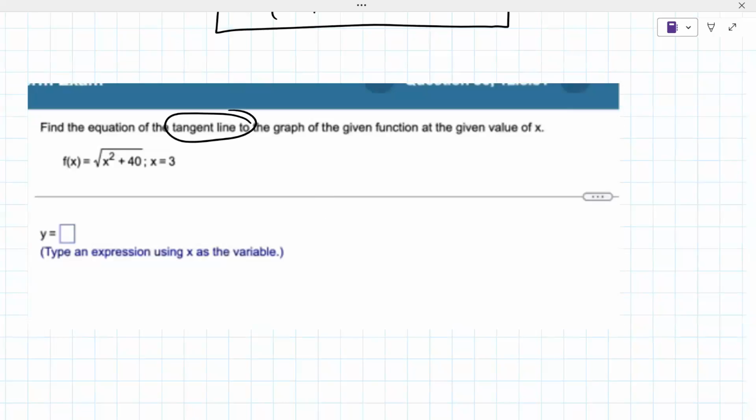Find the equation of the tangent line. The previous one we did, we used nDeriv, and we are going to use nDeriv again. You can do that now or later. You're going to do nDeriv of this function at 3. When you get your answer, you're probably going to get a decimal, so do a math enter, enter. Hopefully that will work.